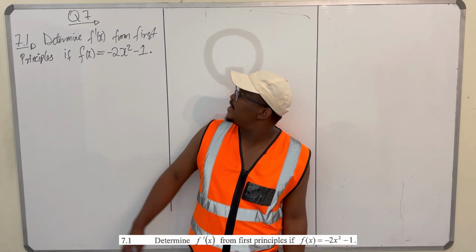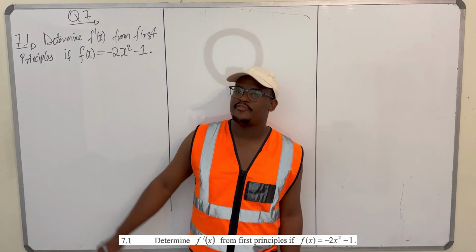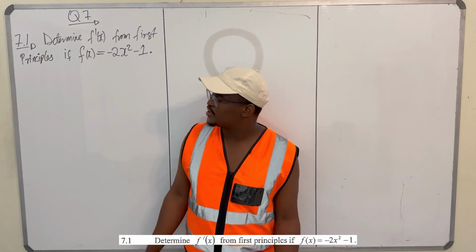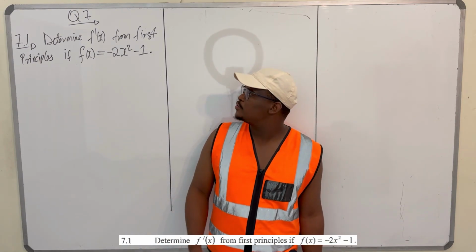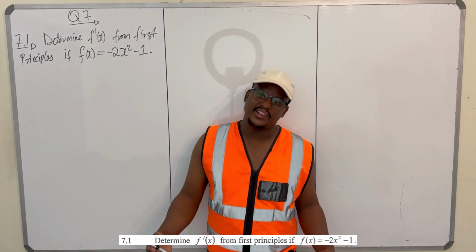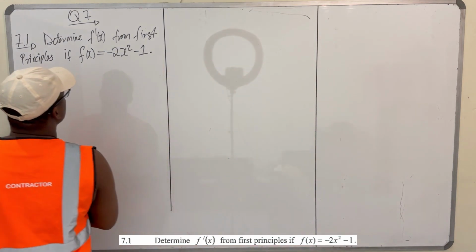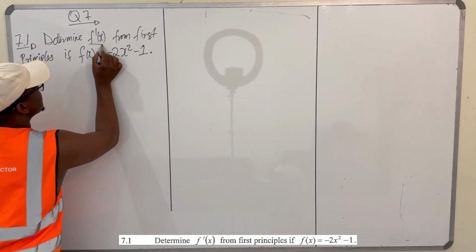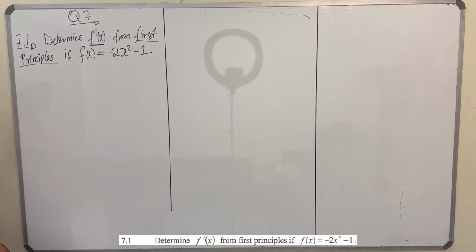So they want you to find f prime from first principles, if you are given that f of x is this. So, first question, what do they mean by first principles? They want you to find f prime, which is the derivative of f, using the derivative definition. That's what they're saying. So when they say find the derivative from first principles, they're saying use the derivative definition.